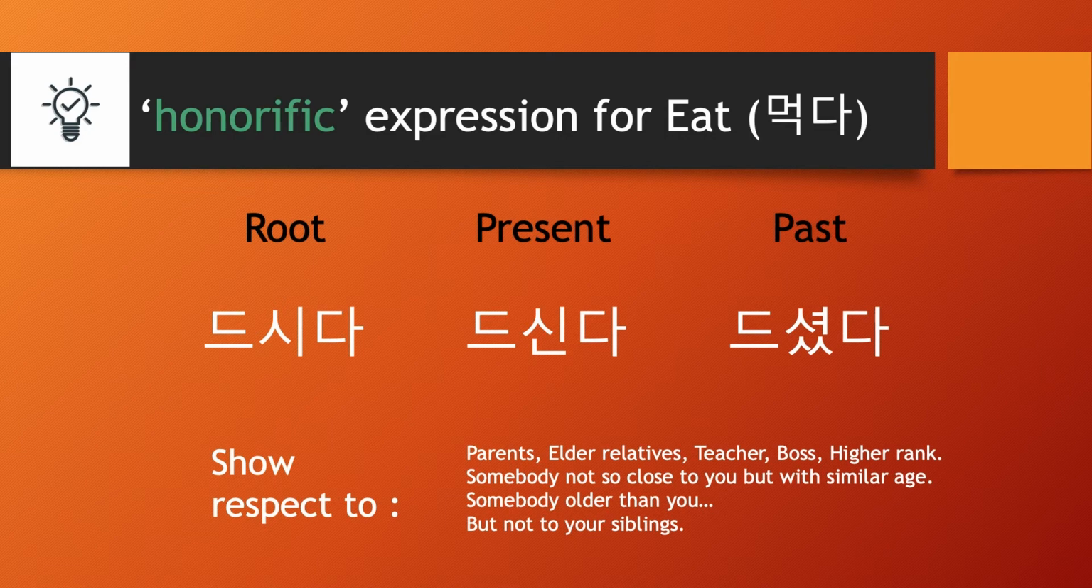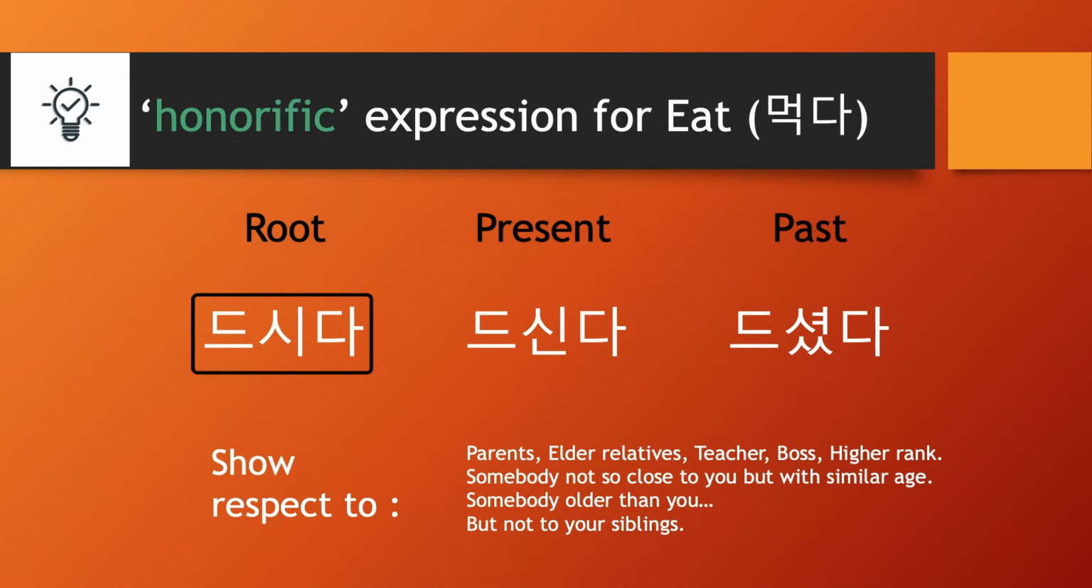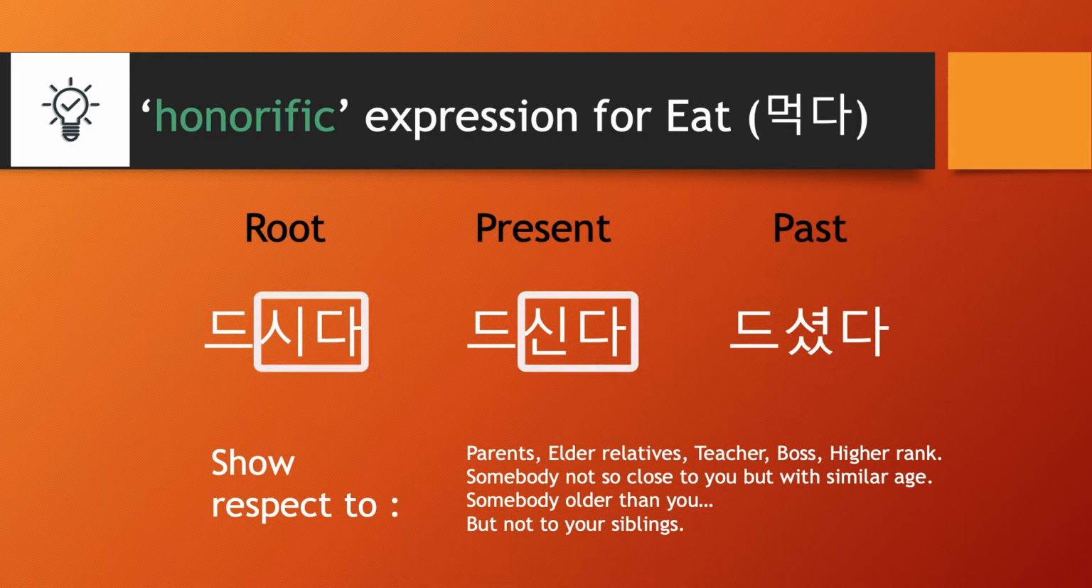In general, honorific expressions are used with verbs, the actions. So here, 먹다, eat, is not honorific expression. There is a special word for it, which is 드시다. 드시다 is the root. The present form is 드신다 with 니은다. Past form is 드셨다, which is an honorific expression of eat, eating, or ate. The tail word of 쉬다, 쉰다, 쉬었다 are general form of honorific expression for verbs.